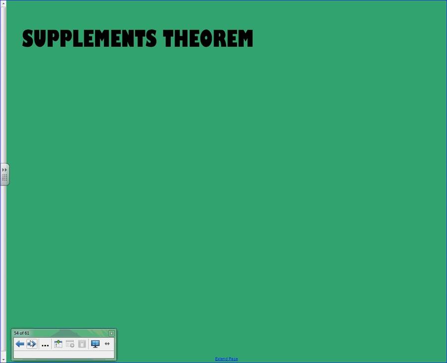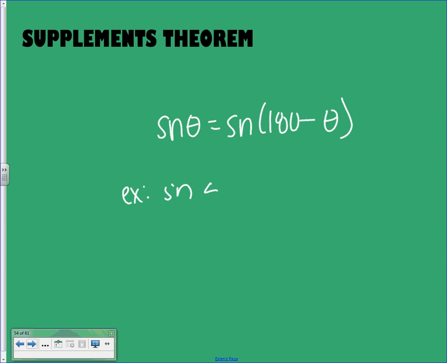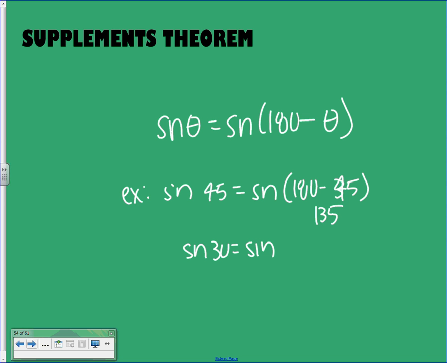And this is a formal theorem. This theorem says that the sine of theta is equal to the sine of 180 minus theta. So it's what we were just talking about before. For example, the sine of 45 is equal to the sine of 180 minus 45, which gives you 135. And you know that's true if you look on your unit circle. We could do the same thing with the sine of 30. It's the same thing as the sine of, you got it, 150. They add to 180. Same thing, sine of 60 is the same as sine of 120, because those are similar angles. So that's all we're talking about today.